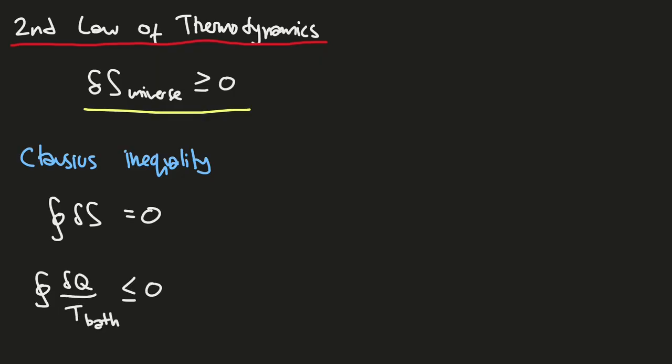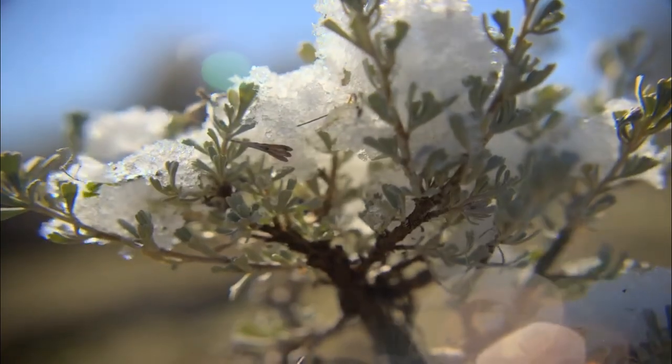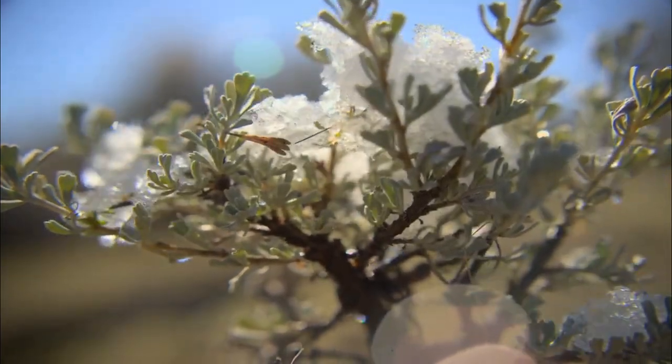Here, this equation tells us that if we move S from the initial, make a loop and then come back to the initial, it will equal 0, and by the Clausius inequality theorem, this inequality characterizes irreversibility, where the T bath here is the temperature of our environment, or what we commonly define as the bath.